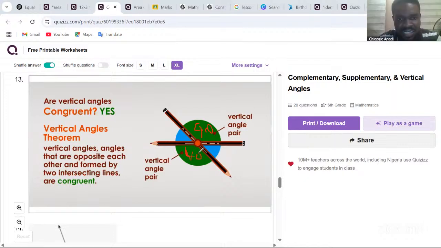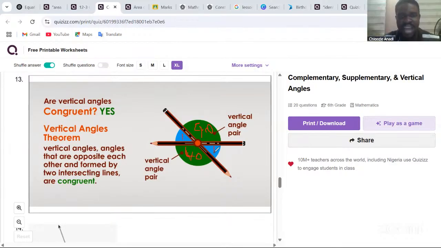Are you seeing it now? If here is 40 degrees, here is also 40 degrees. Okay? Are you seeing it? So congruent, or rather vertical angles, are always what? Equal. They are always equal.